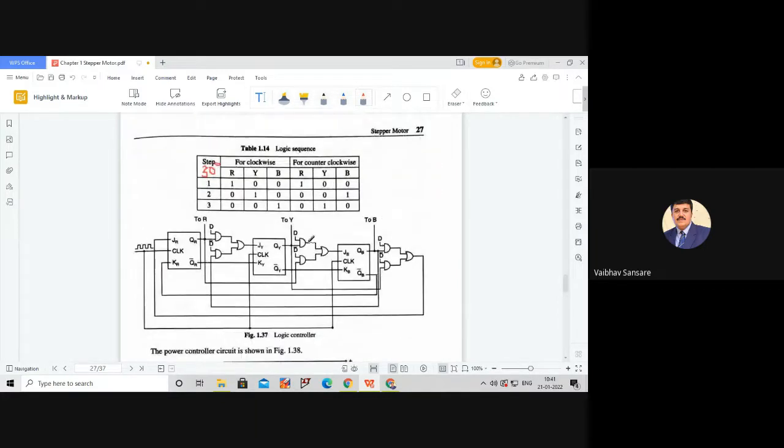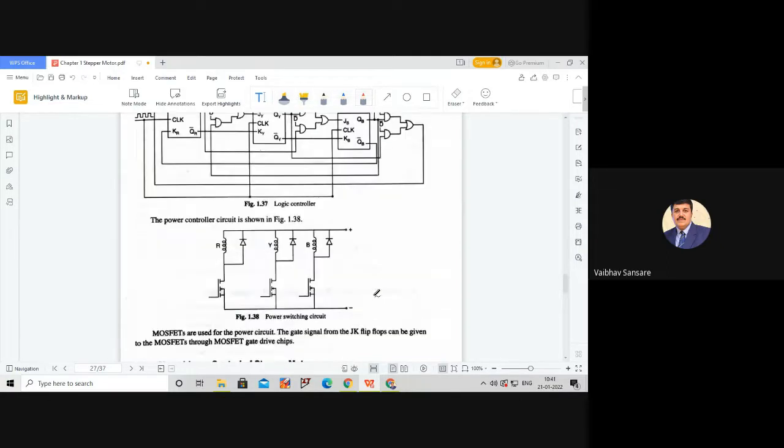Now this part is not required in detail for your syllabus. Still, I will provide the material for this logic controller circuit. You can go through that material for better understanding. I am not going to explain this part in detail because it is not mentioned in your syllabus.